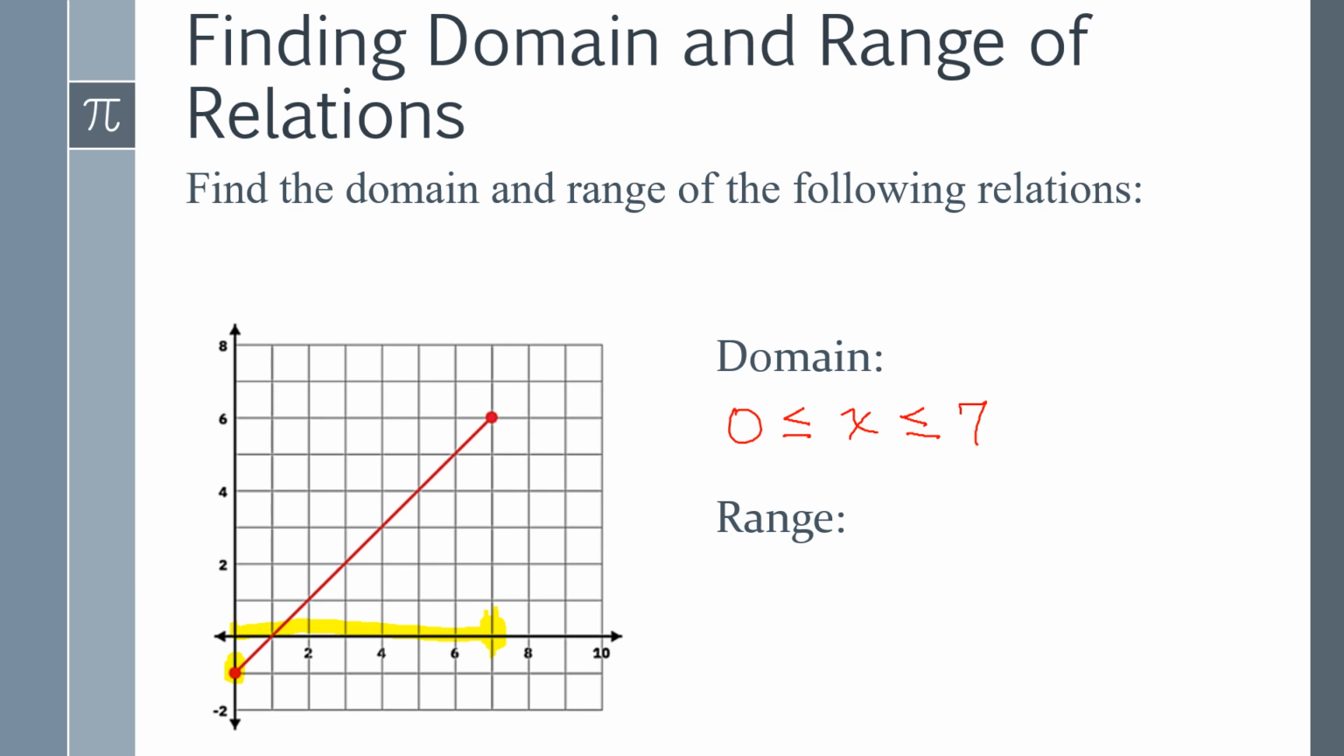The same is true for the range. So in this instance, the range, our lowest value is -1, right? We have this value here at -1, and we go all the way up to +6. So we would state that the range is from -1, y is in between there, and that is less than or equal to 6. You'll notice we use inequalities to express this.